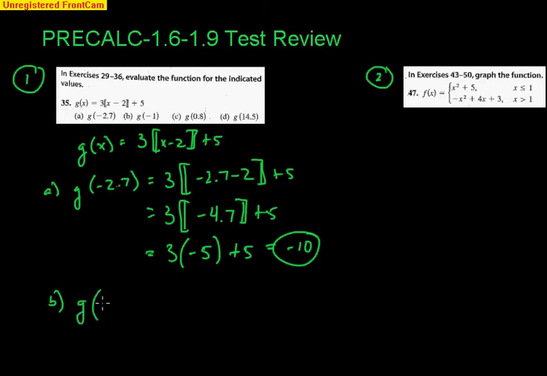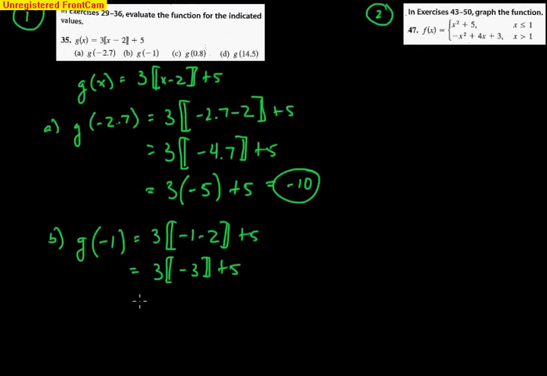B, g of negative 1 equals 3 times the greatest integer of negative 1 minus 2, plus 5. This is 3 times the greatest integer of negative 3, plus 5. The greatest integer less than or equal to negative 3 is negative 3 because it's an integer itself. And that's negative 9 plus 5. Negative 9 plus 5 is negative 4. There we go.